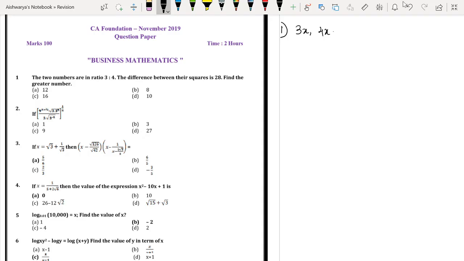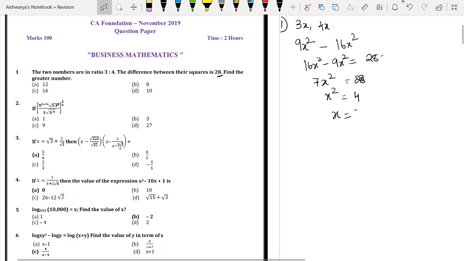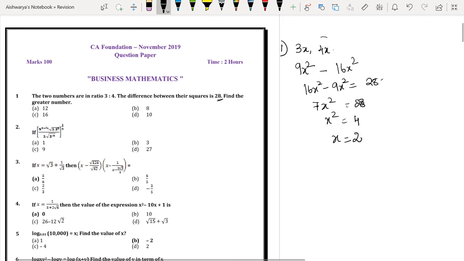Now the difference in their squares is 28. So let's find the difference in their squares. 9x square minus 16x square. Actually, we should write it the other way around because the larger number will be there. So 16x square minus 9x square is equal to 28. So what do we get? 16 minus 9 is 7x square is equal to 28. So x square is equal to 4. x is equal to plus or minus 2, but I will take only plus 2. Now the greater number is naturally this, so 4 2s are 8. 8 will become my answer. Are we clear?